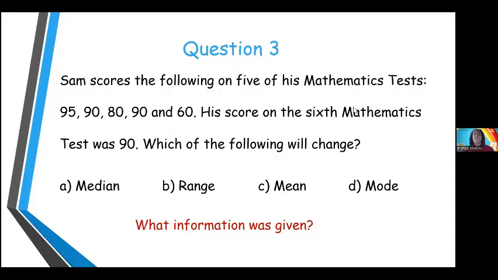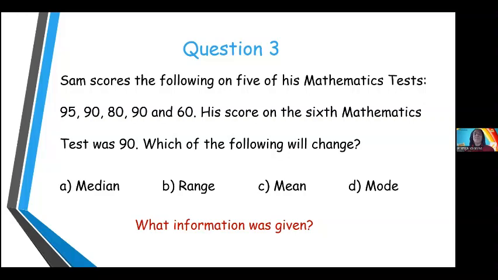Nekora, you can go ahead and unmute. Nekora, go ahead and talk with me now. What information is given in this problem and what is it that you're going to use to arrive at your answer? Miss, his score on the 6th mathematics test was 90. Awesome. So that's one bit of information. Thank you so much for that, Nekora. His score on the 6th mathematics test was 90.